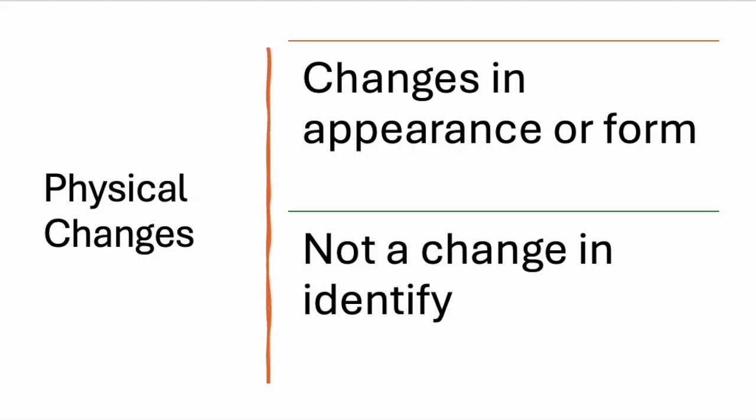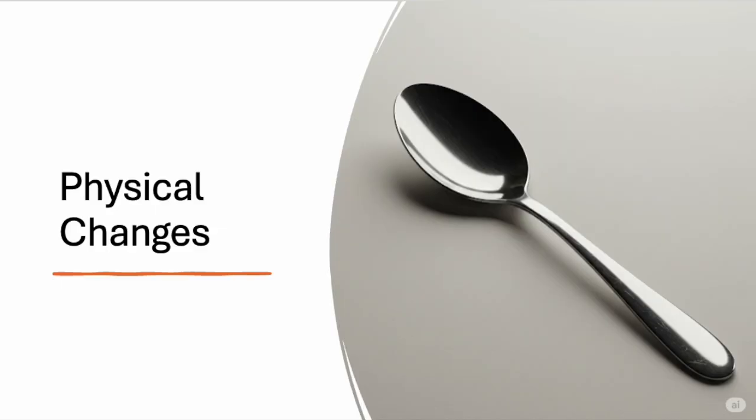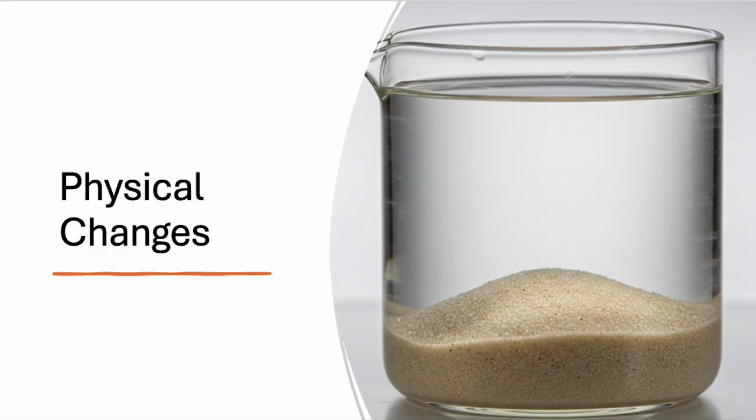Other examples of physical changes are melting an ice cream. It changes from a solid to a liquid, but it's still ice cream. Bending a spoon. The spoon changes its shape, but it's still a spoon. Mixing sand and water. They look different when mixed, but you still have sand and water.